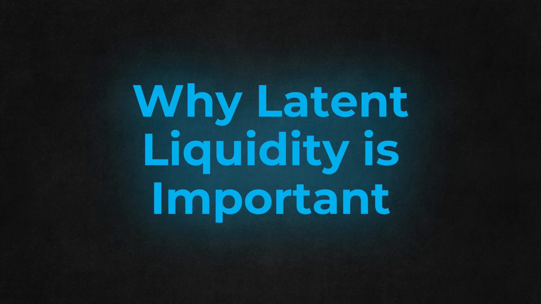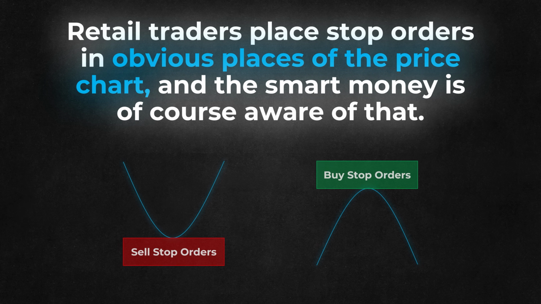Institutions cannot see latent liquidity because it only emerges when brokers transform stop orders into market orders. But the crucial point is that the most obvious of these places is right above highs and right below lows. Retail traders assume that when the market breaks a high, it will continue to the upside, and when the market breaks a low, it will continue to the downside. Retail traders also place their stop-loss orders right above highs and right below lows. In both cases, we are dealing with buy stop orders right above highs and sell stop orders right below lows.